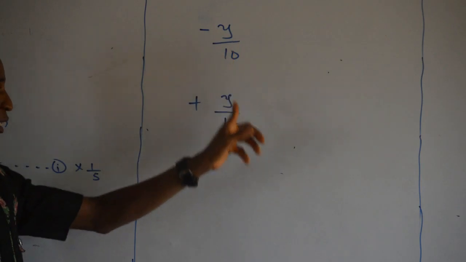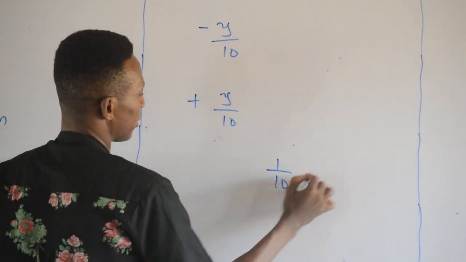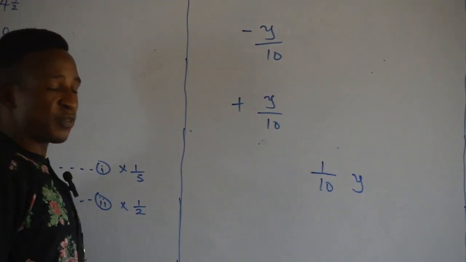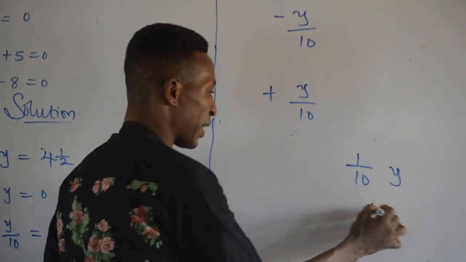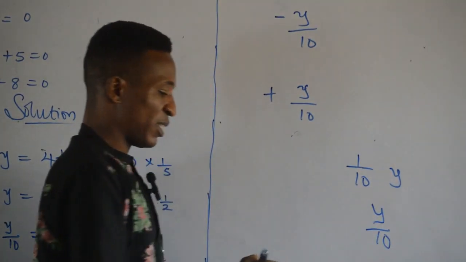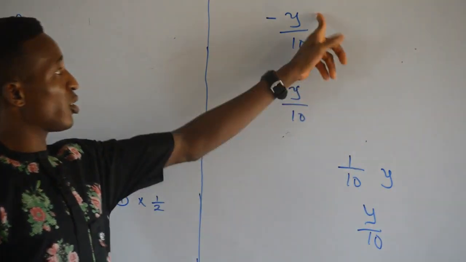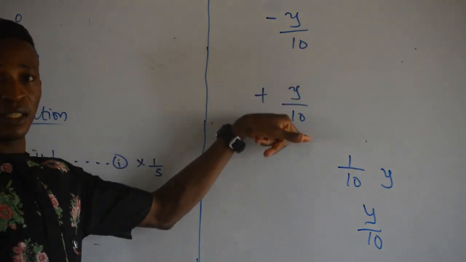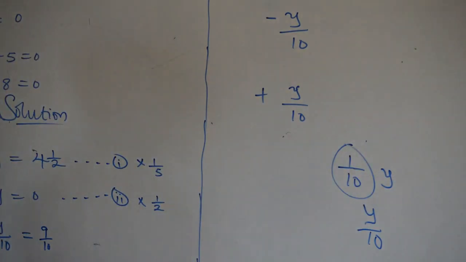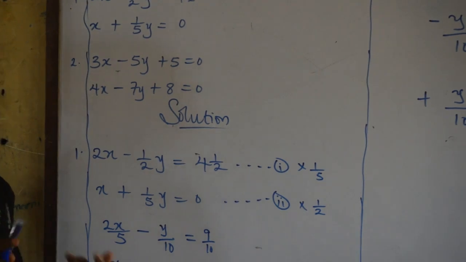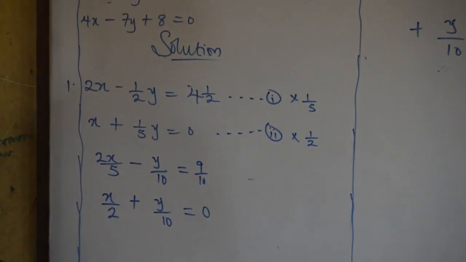When you have y over 10 and y over 10, this y over 10 is the same thing as 1 all over 10y. Because from what we did initially, we multiplied the 1 by y to get y all over 10. So that means the coefficient of y here is 1 over 10. So either you use 1 over 10y or you just use it as y all over 10. You are still saying the same thing. That means the coefficient here now is what? 1 all over 10, which is still the same thing that we have here. So that means our equation 1 is minus y over 10 and equation 2 is y over 10.